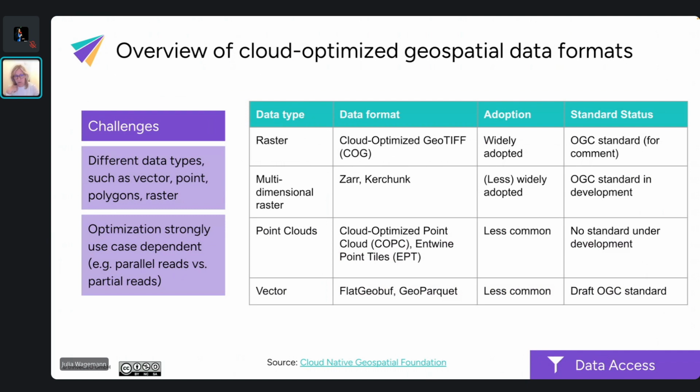for point clouds yet. Once we want to create cloud optimized geospatial data formats, geospatial is special because of the challenges we face: there are different data types, and the optimization is strongly use case dependent. So if you, for example, are interested more in parallel reads versus partial reads.